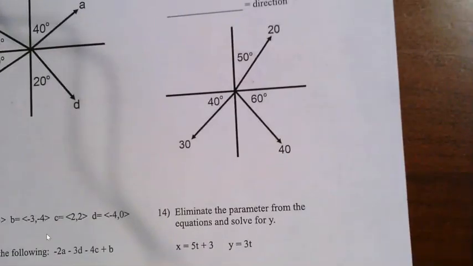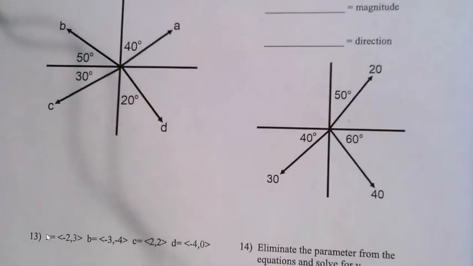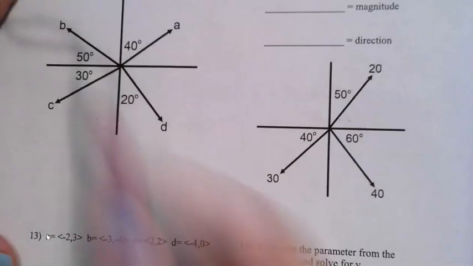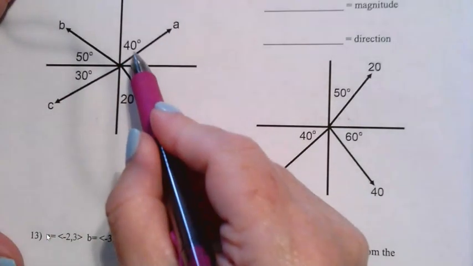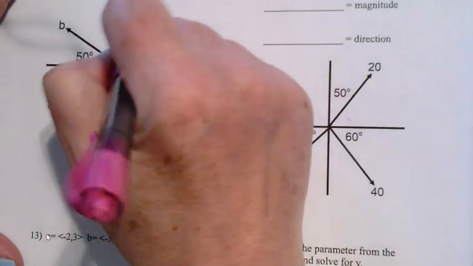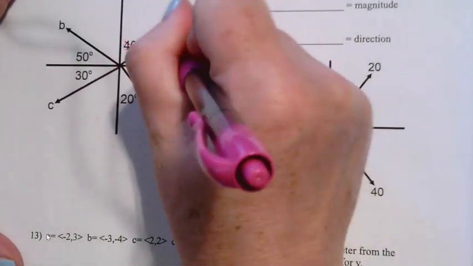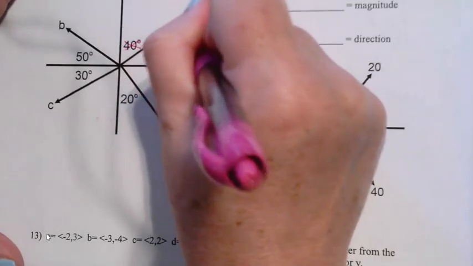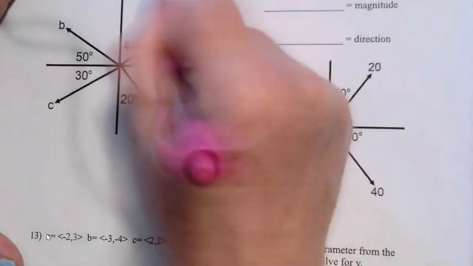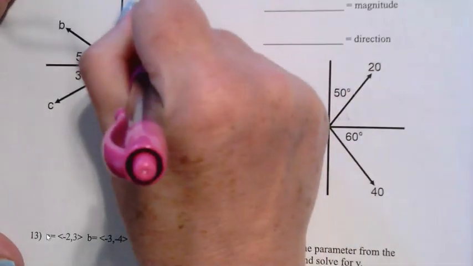So before we get started here, I want to make sure all of my graphs or angles are touching my x-axis. Notice this one's not. So we're going to do 90 minus 40. And that gives us 50.